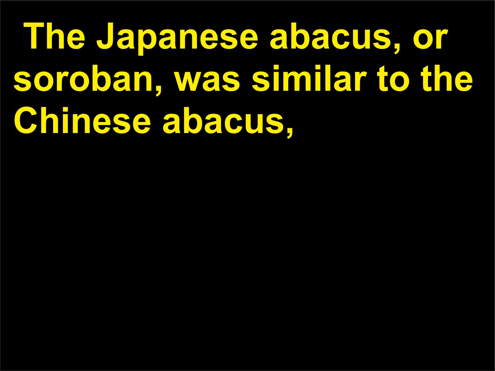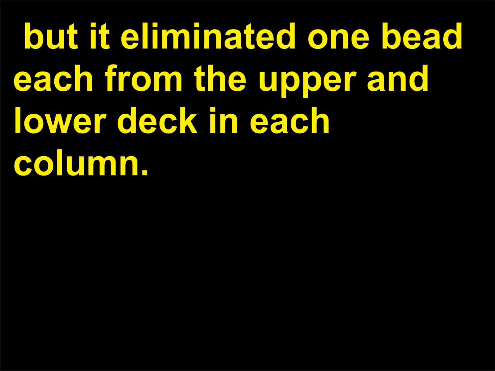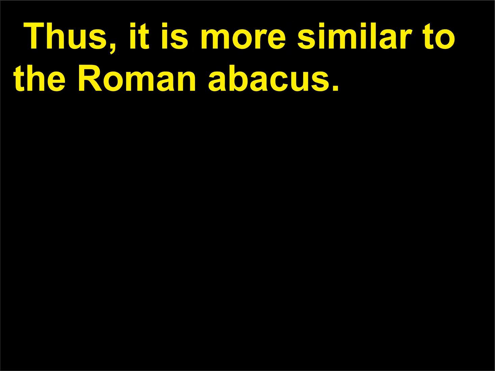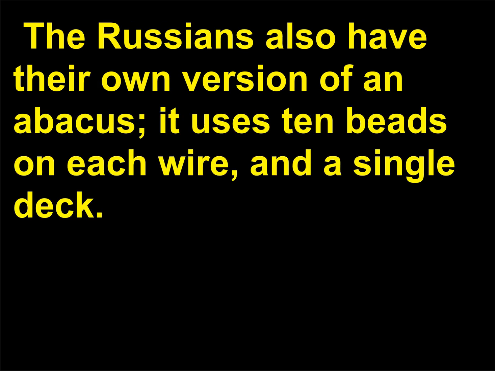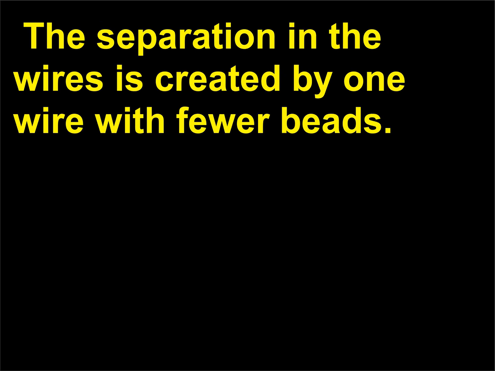The Japanese abacus, or soroban, was similar to the Chinese abacus, but it eliminated one bead each from the upper and lower deck in each column. Thus, it is more similar to the Roman abacus. The Russians also have their own version of an abacus. It uses 10 beads on each wire, and a single deck. The separation in the wires is created by one wire with fewer beads.